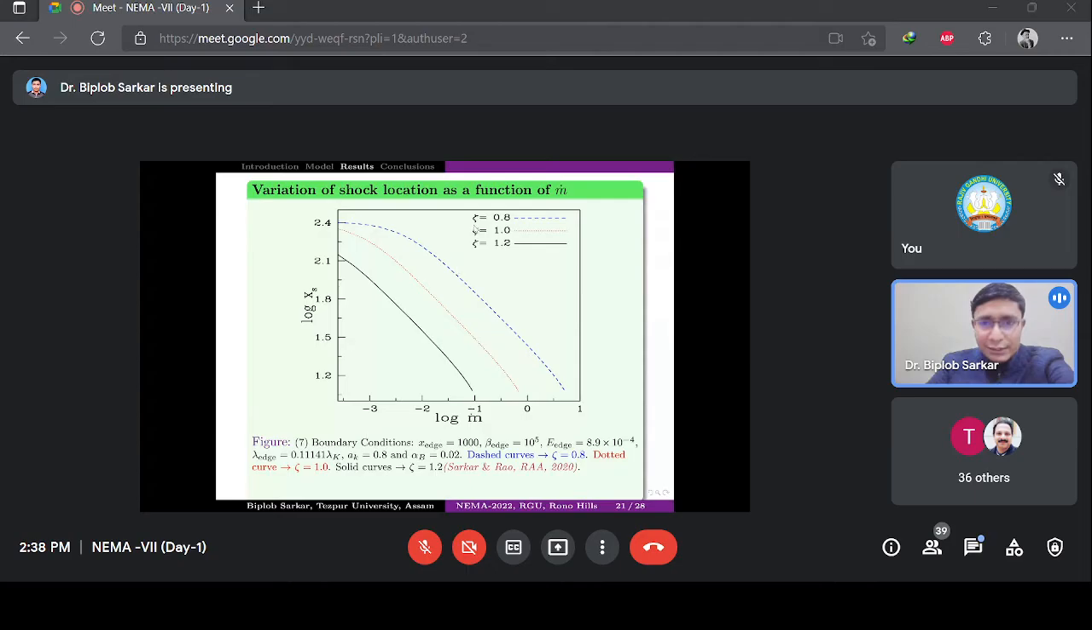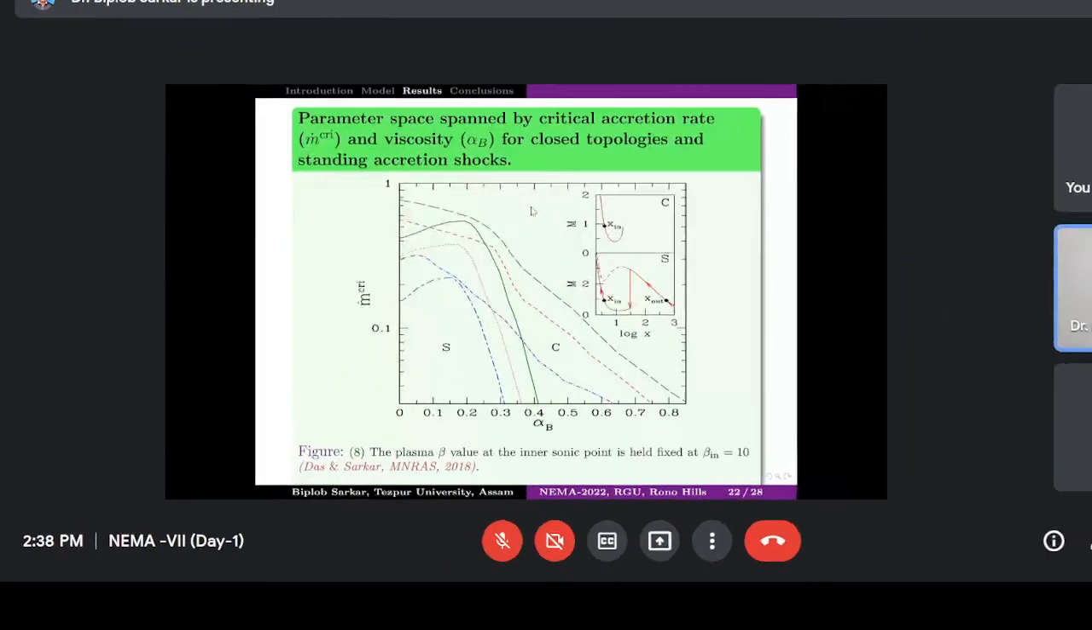Now for a given value of accretion rate, if the zeta parameter is increased, this blue curve corresponds to the lowest value of zeta, and the black corresponds to the highest value of zeta. So for a given accretion rate, when the zeta value is increased, we again find that the shock location shifts towards the black hole horizon, which we have also seen previously.